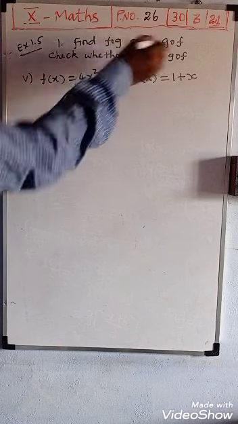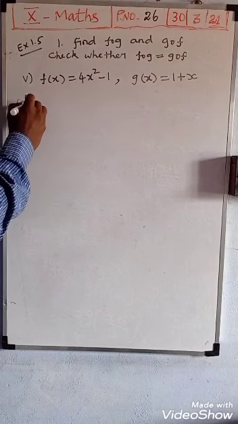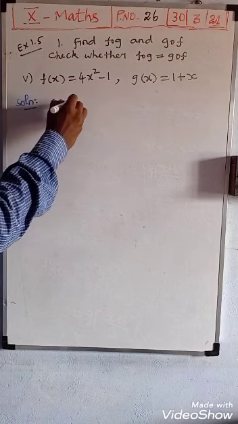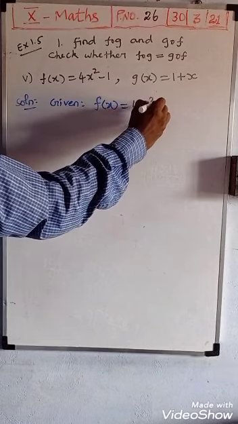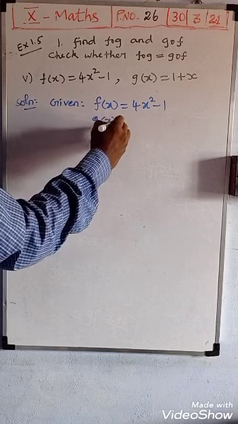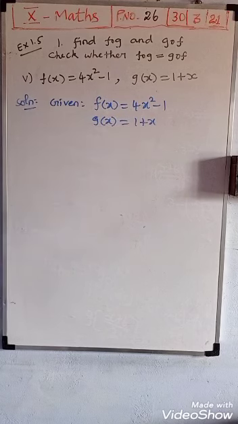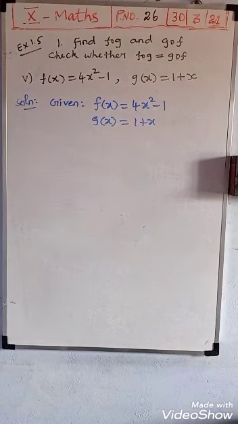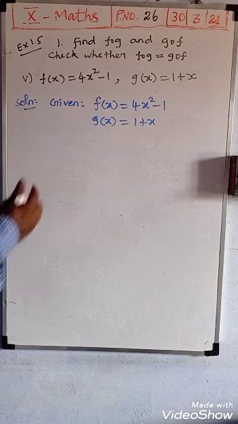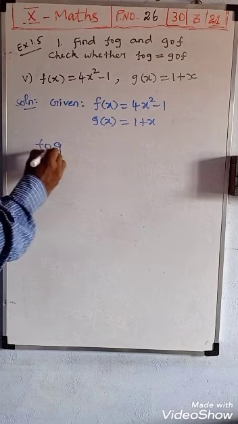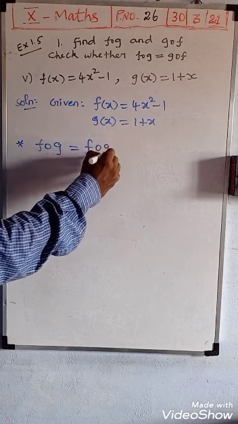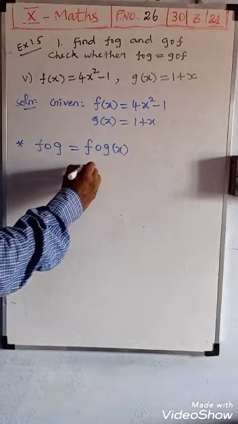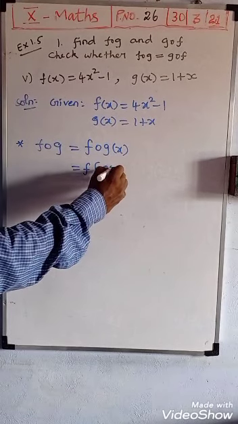Now the fifth one, you see f of x is given and g of x. We want to find f composition G and G composition F. See the solution, first you should write the given functions. Given functions are f of x is 4x squared minus 1 and g of x is 1 plus x. So first we want to find f composition G. We can write it as f composition G of x, which is f of G of x.